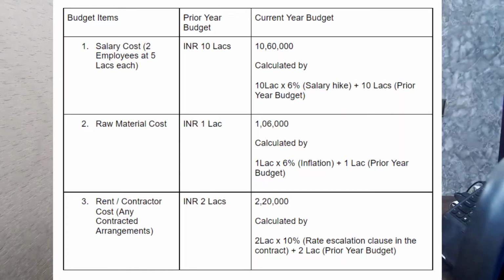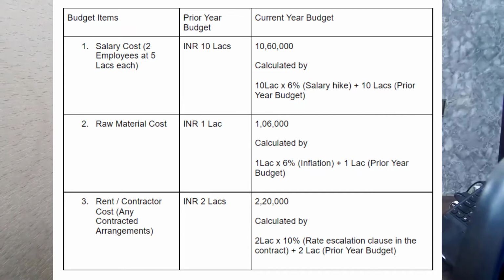Here are some examples of incremental budgeting items. First one is the salary cost. In the first year, the salary cost was 10 lakh rupees. In the second year, the salary amount is calculated by taking a salary hike of 6% on 10 lakhs. So the new amount is 10 lakh 60,000.